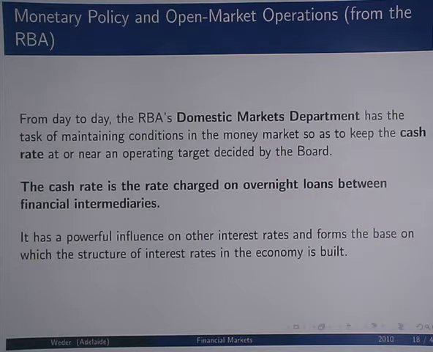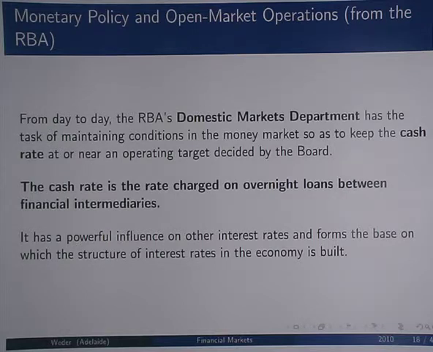So there's a market for this. And what the Reserve Bank is doing is they set a target for this cash rate. So when they decided yesterday to keep the cash rate at 425 basis points, that's just their target. That's where they would like to see the cash rate. The cash rate might deviate from this.